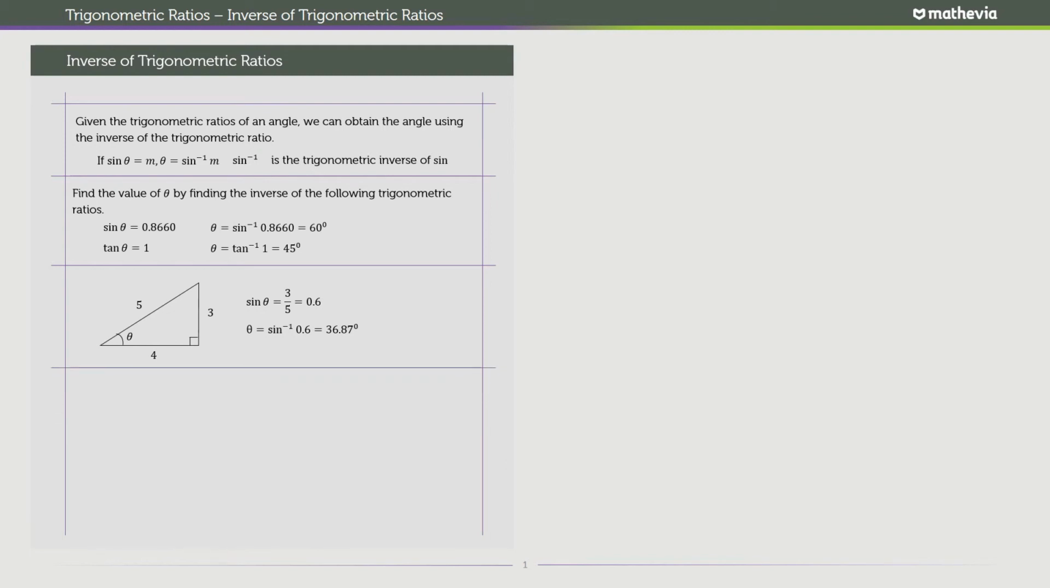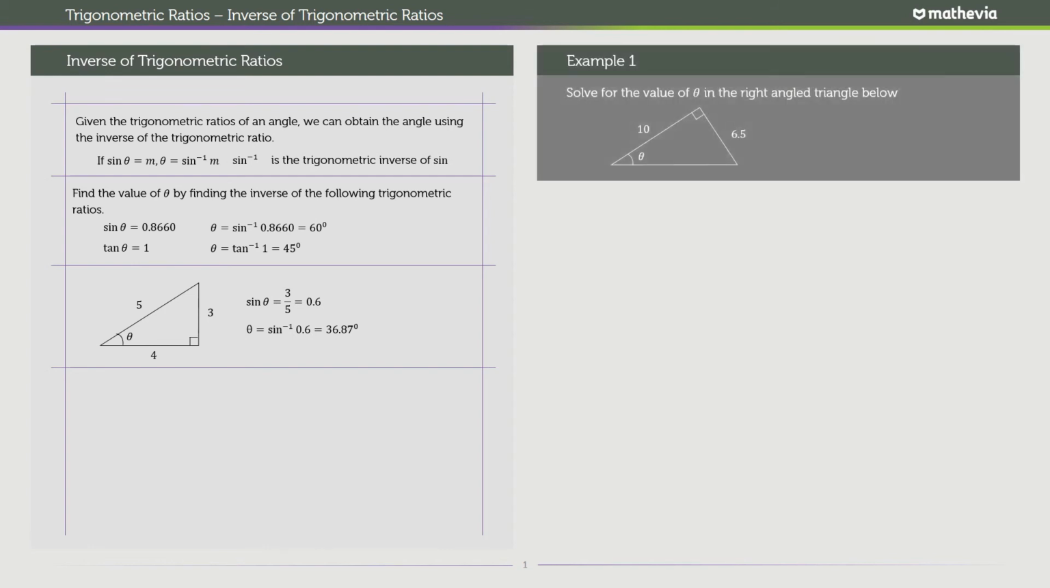And that's pretty much it. The inverse of trigonometric ratios is pretty straightforward. If you're looking to find the angle given the trigonometric ratio, you're just looking to reverse the process. If you have an angle, you can find the trigonometric ratio with that angle. If you're given the trigonometric ratio and you want to find the angle, you use the inverse of the trigonometric ratio.